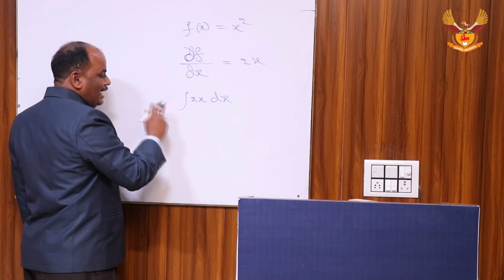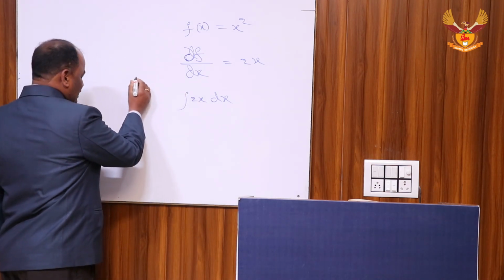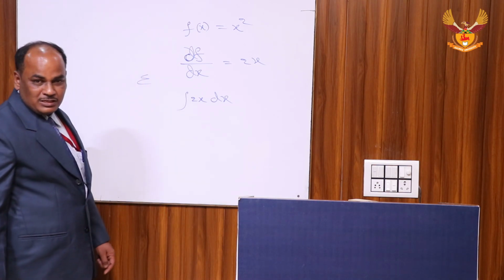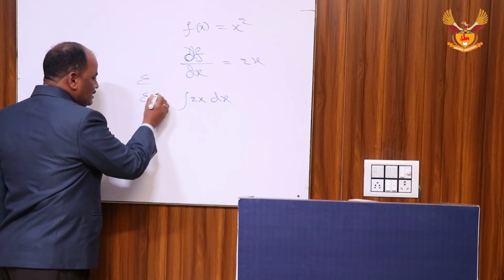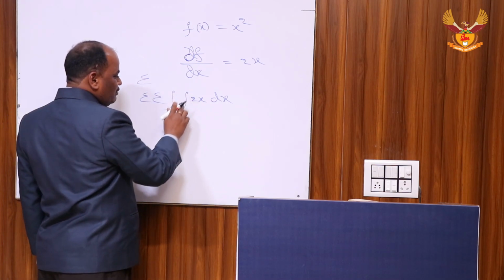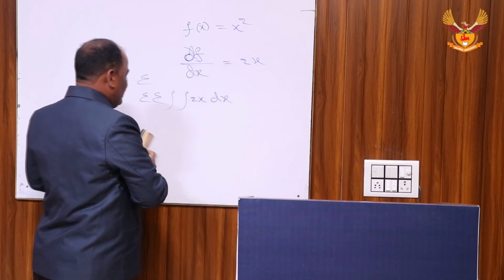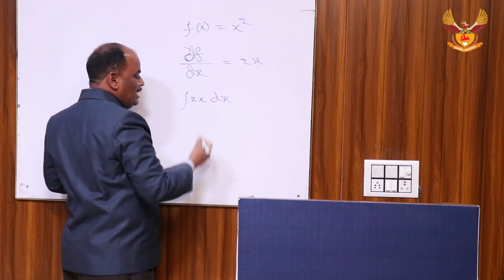This is the integral sign. Here integration is actually derived from the sigma sum. This is our sigma sum, and at last this is written as the integration sign. Now this 2x is called the integrand. This 2x is an integrand.